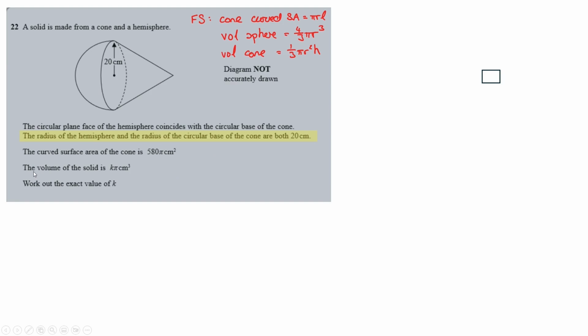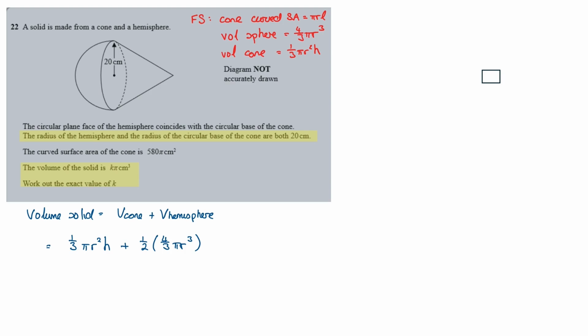The question then says the volume of the solid is k pi, and it wants the value of k. Clearly the question is going to be about volumes and surface areas. So let's just set up what I think I need to ultimately do. I need to work out the volume of the solid, which is going to be the volume of the cone plus the volume of the hemisphere. Well, I can do the hemisphere because I have r. I can't do the cone. So I'm just going to write all of that out underneath just so I know which steps I need to fill in later. All right, let's continue.